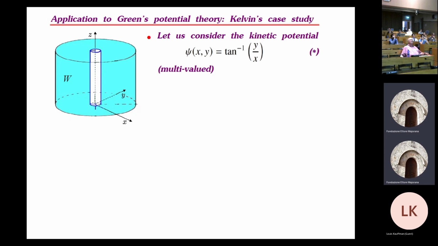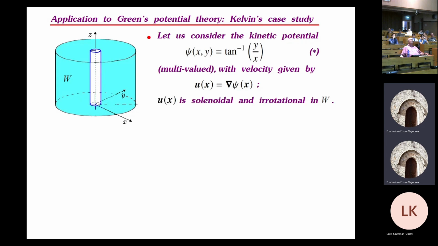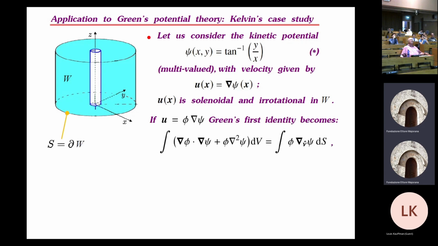Okay, so if we have a hole, we consider this function again, tan minus 1, which is multivalued, and suppose the velocity is given by grad psi, as if it were a kinetic potential. Now, you can check that it is solenoidal and irrotational in W. Now, let's make this U a little bit more complicated, nothing terrible.